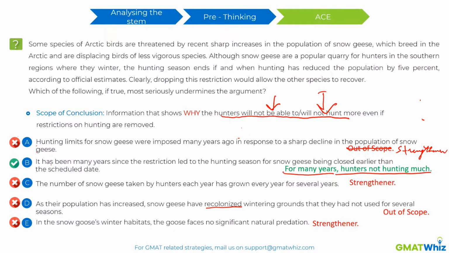So recolonize the wintering grounds. Now, from the passage, Shoradip, we know that their wintering grounds are the southern regions. So within the southern region, they are now occupying areas which they hadn't colonized for some time. All right, Shoradip? They have not recolonized anywhere else. They have recolonized within the wintering grounds. Jaydeep, E seems to suggest that if there is no natural predation, then we should probably remove the hunting limit. Let the hunters become the predators. All right, let the hunters become bigger predators. Let me put it this way.